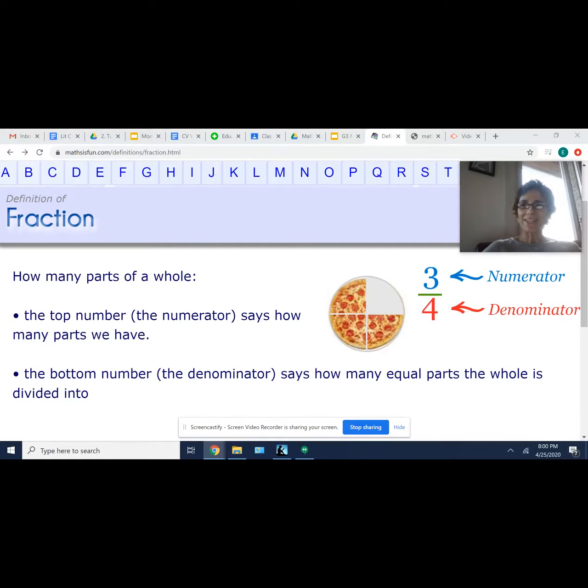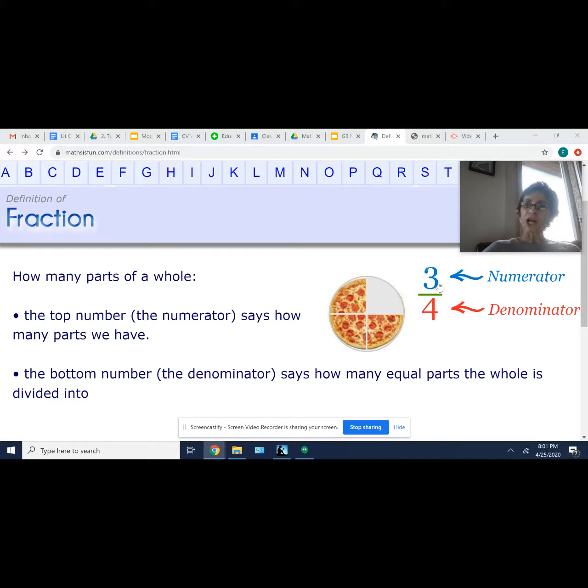So you started to see yesterday that a fraction can be written with 2 numbers, okay? You have a number on the top, then a fraction line and a number on the bottom. The number on the bottom, which is called the denominator, shows how many equal parts the whole is divided into. You see our pizza here, it's divided into 4 equal parts. So the denominator will be 4, and we will say that we have fourths.